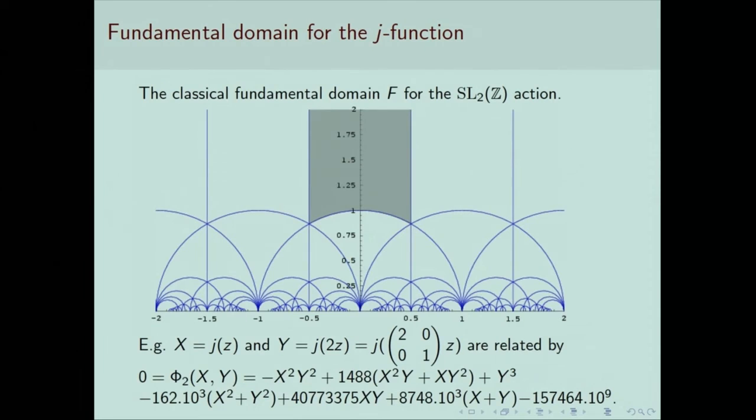So here is the classical fundamental domain for SL2Z acting on the half plane. So this, the gray domain. And for example, if you take x to be j of z and y to be j of 2z, then those two functions are algebraically dependent by the modular polynomial phi 2, which is this polynomial. And they're all symmetric polynomials with integer coefficients.